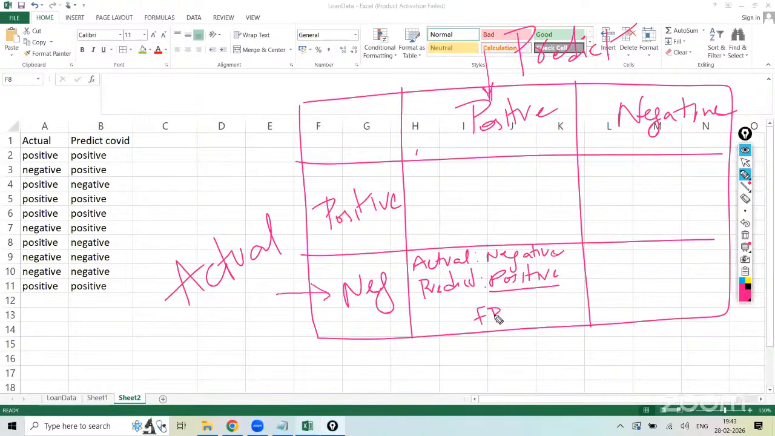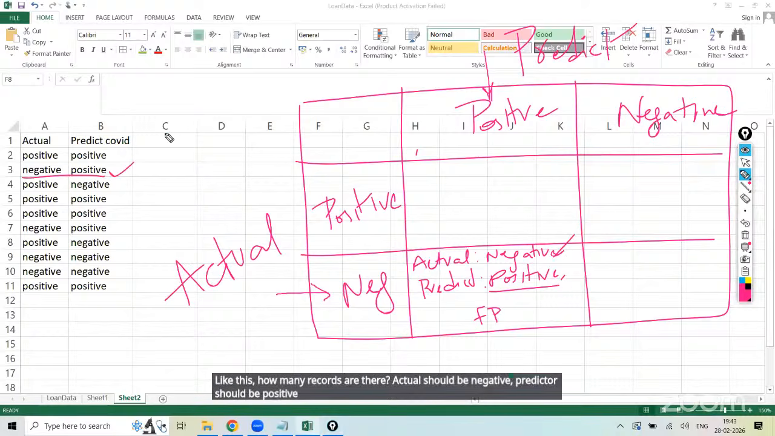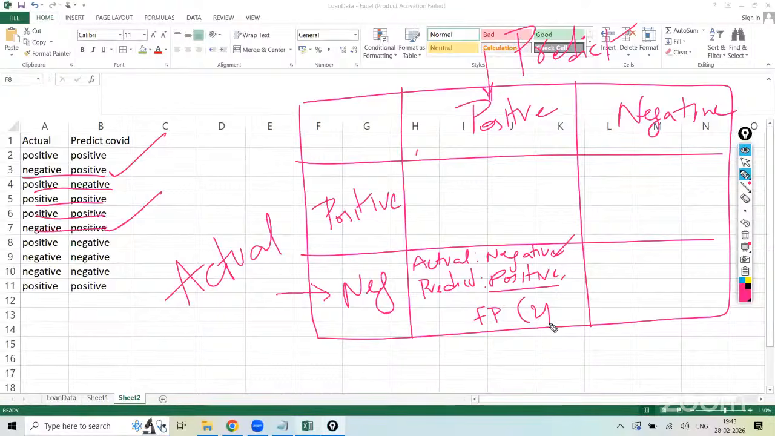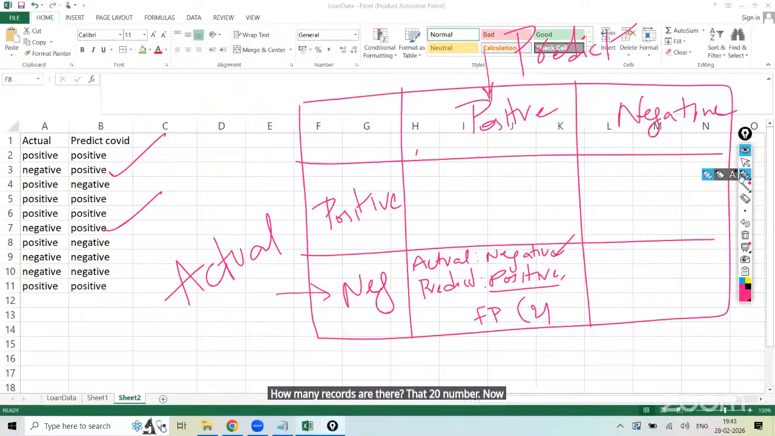Like this, how many records are there? Actual should be negative, predicted should be positive. Negative with positive, 1 record. Negative with positive, negative with positive, 2 records. Only 2 records are there. So 2 is the number. How many records are there? That one number. Now, coming to this cell.